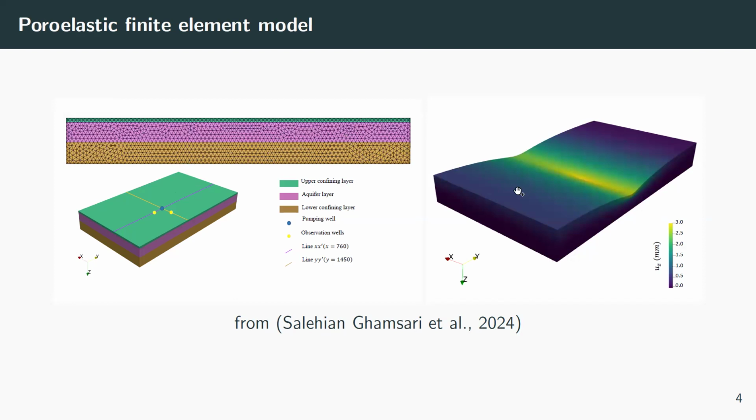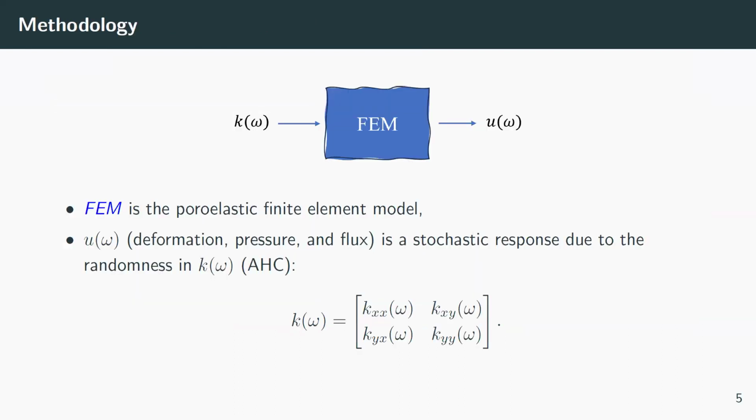On the right hand, you can see the results of our model. It shows the deformation of the aquifer system. The pumping happened at this pumping well, and because we have strong anisotropy in this direction, we have the deformation in this direction. So we have our finite element model, and here we have a hydraulic conductivity tensor as input, and then we have the deformation as output. The hydraulic conductivity tensor is like this, and we have 4 elements.